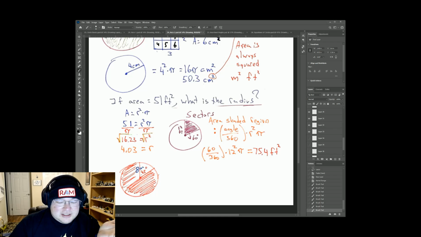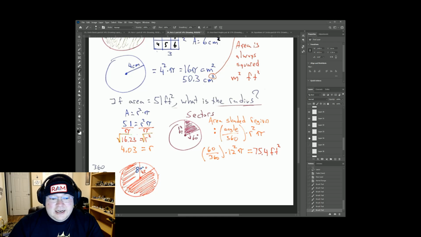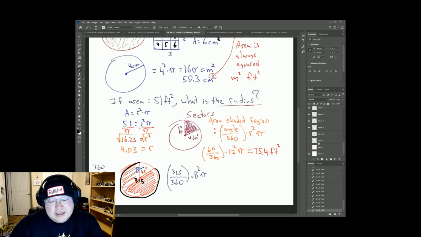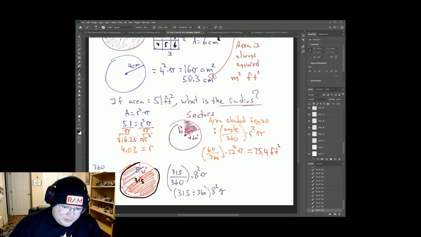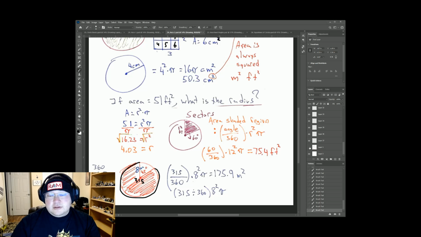On this question, it's a little bit different because I want this huge shaded area there. So you have to do 360 minus 45 to get 315 degrees. So all the way around this way is 315 degrees. Now just use the formula. 315 divided by 360 times 8 squared times pi. Calculator, 315 divided by 360 times 8 squared times pi. And you get 175.9 square meters.